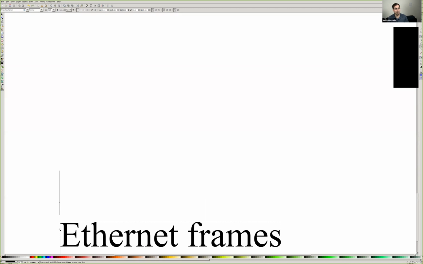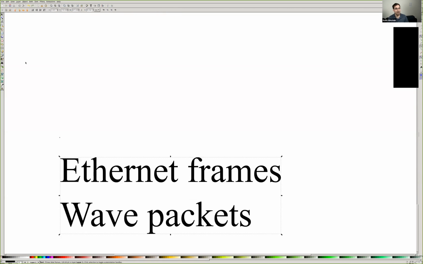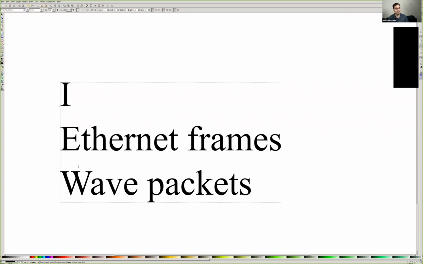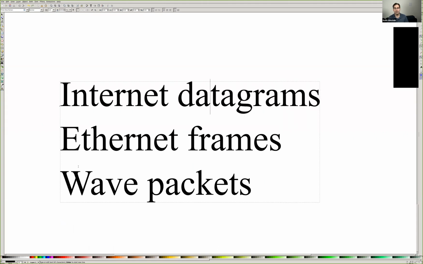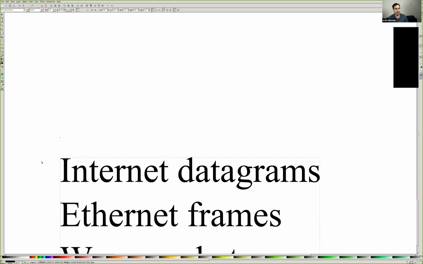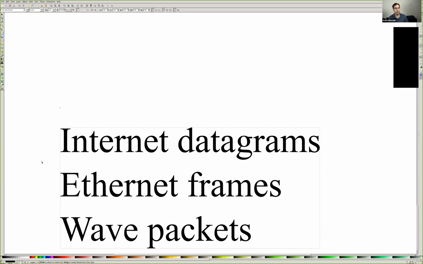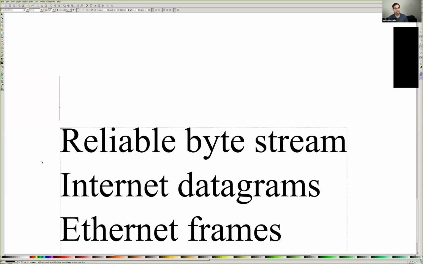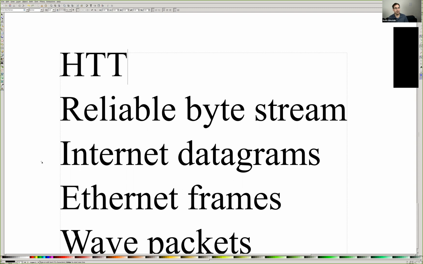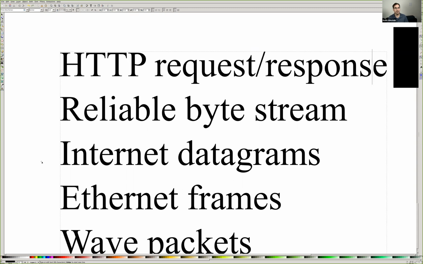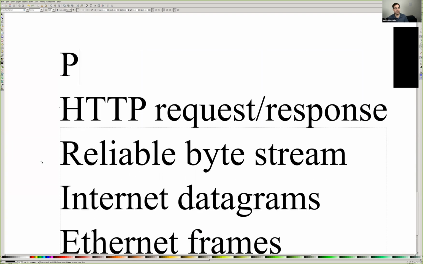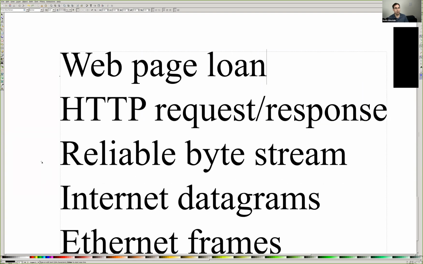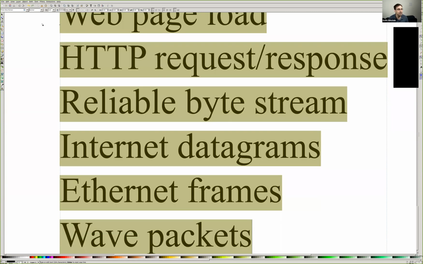And on top of that, what do we build? On top of that, we typically build internet datagrams. And then what do we build on top of that in labs 1 through 4? We build a reliable byte stream. And then on top of that, we sometimes build an HTTP request and response. And then on top of that, we have the application, the thing that people actually care about, which is a web page load. So this is the tower of abstractions.